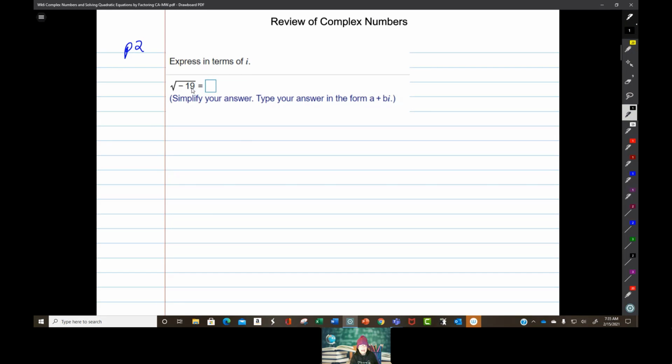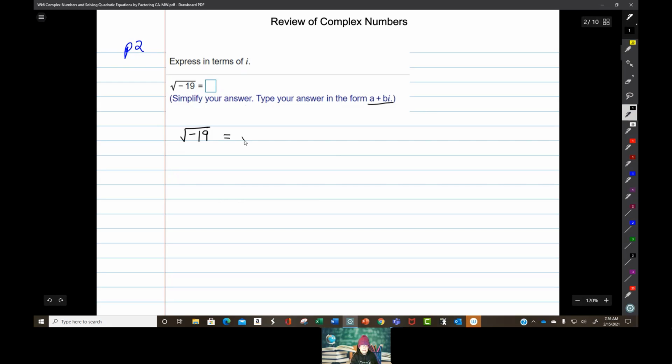So, the square root of -19. Here's what you do with that. Now notice you have to read the instructions. Simplify your answer, that means break it down, and type your answer in a+bi form. That's the formula. So you're going to have a real part and an imaginary part, and I'll show you how to do that. Okay, so the square root of -19, of course that doesn't exist in the real number system, so we have to go out to the complex number system.